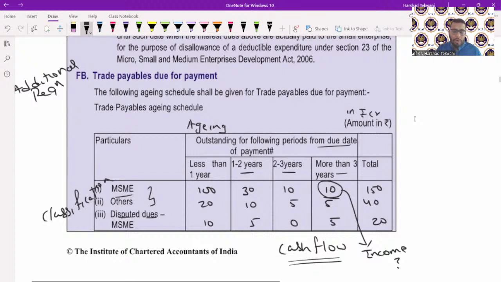Usually, yes, we roll out a communication to ask them to please confirm whether you are an MSME or not. We obtain a confirmation from each and every trade payable party, whether you are registered under MSME or you are an MSME vendor or not. And on the basis of the response that we receive, we accordingly disclose this bifurcation.